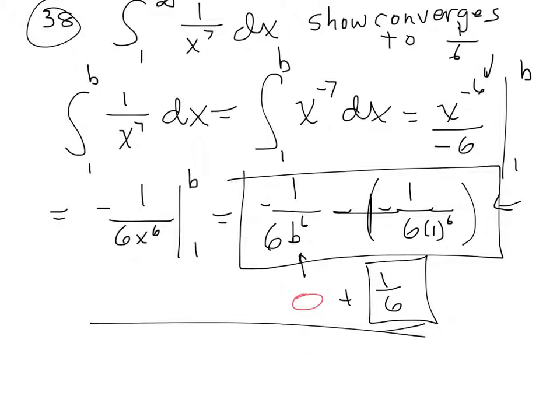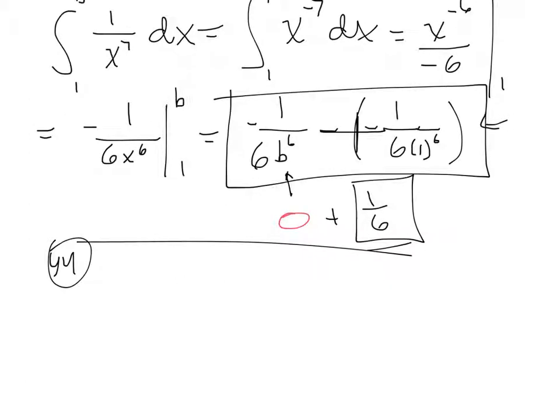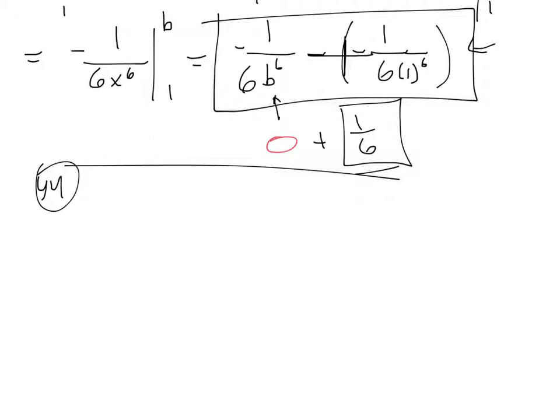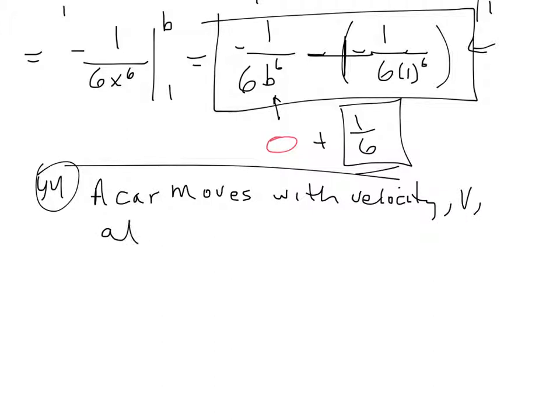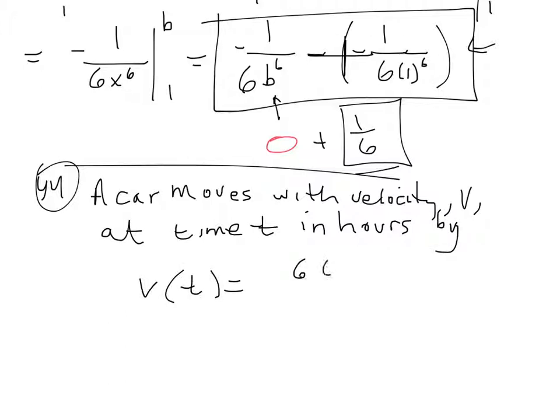Number 44, this is one that I tell students don't use logic. It says a car moves with velocity v at time t in hours by this function. So we know velocity is the derivative, and so there's our function.